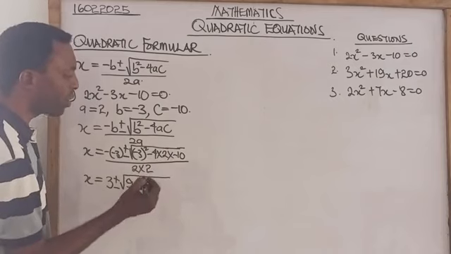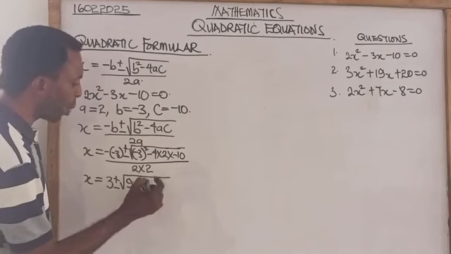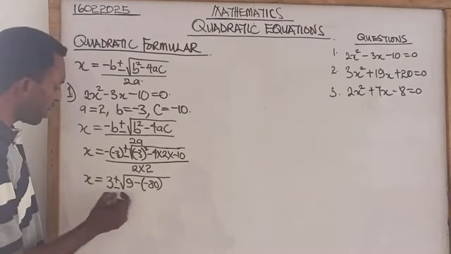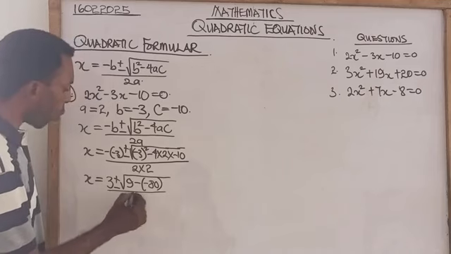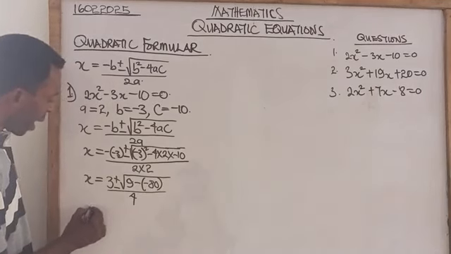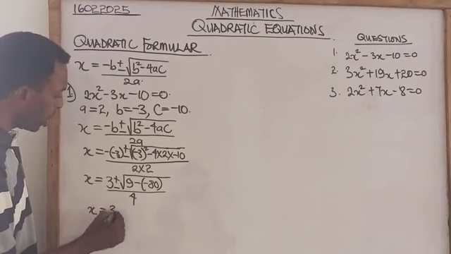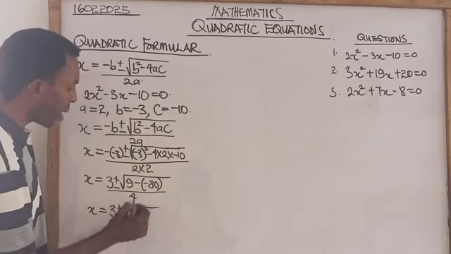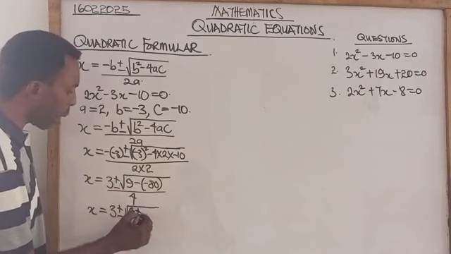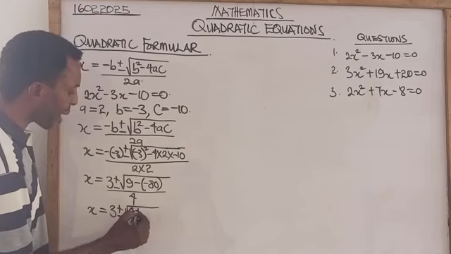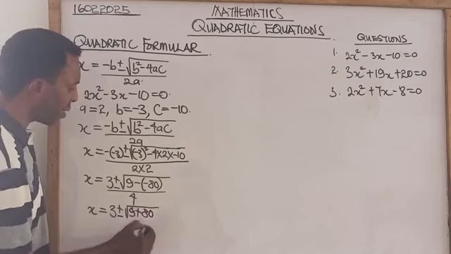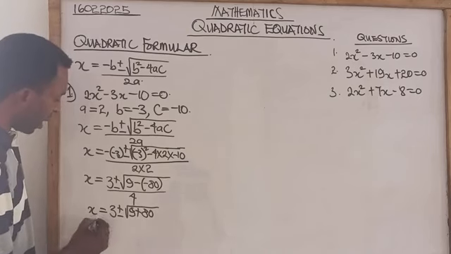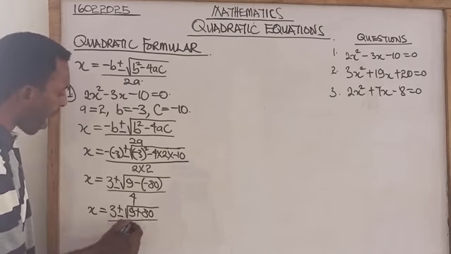Now 4 times 2 is 8, and 8 times minus 10 will give us minus 80. Then all over, what? Over 4. Then we say x is equal to 3 plus or minus the square root of 9, minus times minus will give us plus, so we have 9 plus 80. Then all over 4.